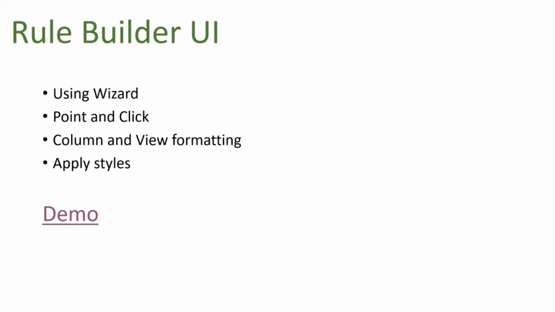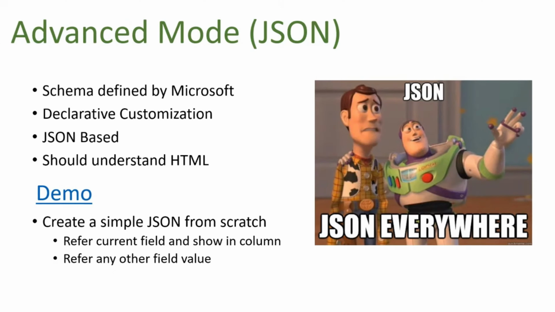Okay, now moving on to the advanced mode, right? With advanced mode, as I said, we have to write JSON. Okay, and the schema is defined by Microsoft. So there are two schemas. One is for column formatting and one is for view formatting.